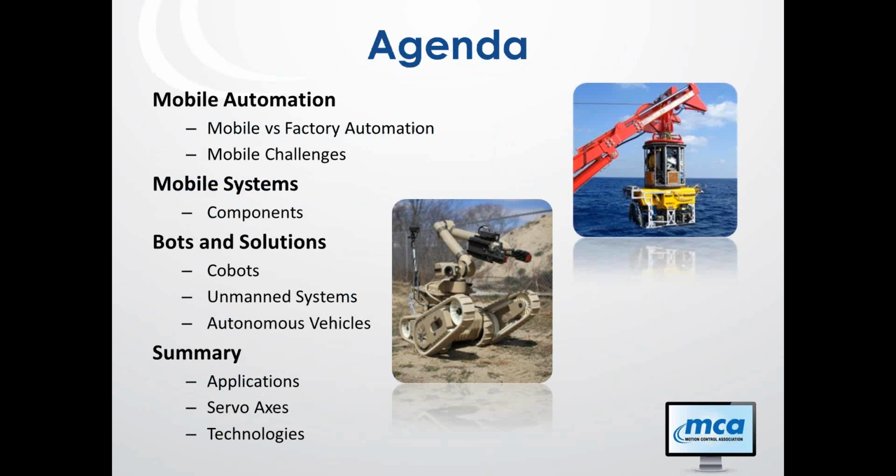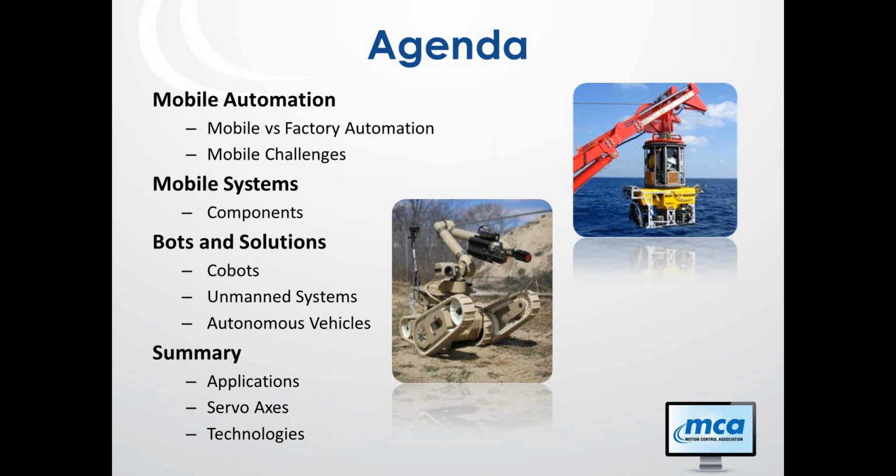The agenda that I'd like to cover is to start by defining what mobile automation is. It kind of describes itself. It's taking automation that we traditionally see in a factory setting and moving it outside of that controlled environment, whether that be in a desert, in Antarctica, or in a city, urban environment. There are all different challenges, and we need to think about those when we're designing and concepting our mobile designs.